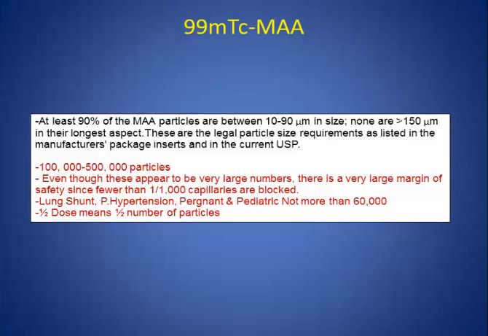So in lung shunt, hypertension, and pregnant and pediatric patients mainly, no more than 60,000 particles should be used. So when the physician requests a half dose, it's a half dose of particles. It's not a half dose of activity. And most people, when you tell them half dose, they just halve the dose activity-wise, but actually it's particle-wise.